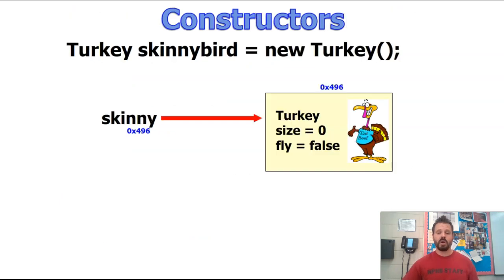And then we'll call the no arguments constructor the same way we did with our other constructors. We'll say Turkey, we'll name it skinnyBird equals new Turkey(). And since I'm not passing any parameters in here, Java's going to know automatically to use that no arguments constructor, which sets the size by default to 0 and can fly set to false.